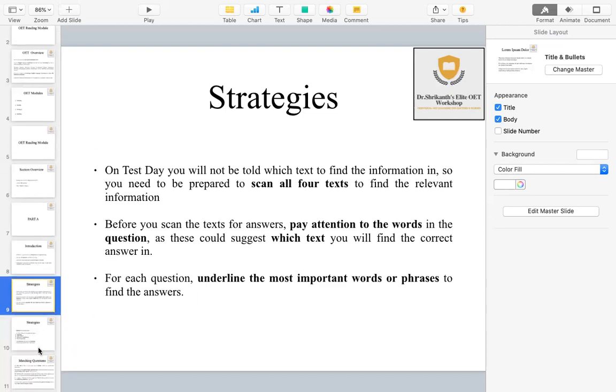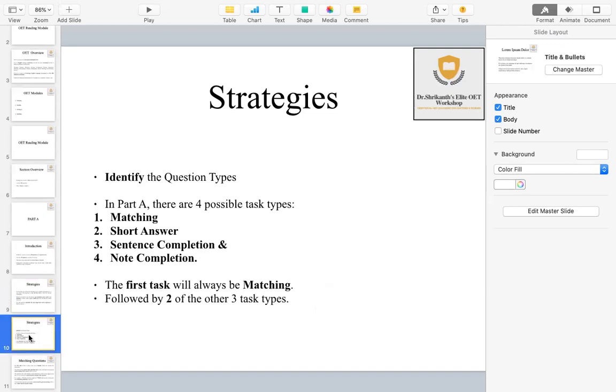Okay, so basically, if I'm going to summarize once again: scan all the four texts, pay attention to the keywords in the questions, and then try to find out where specifically the answer is located. And then importantly, always highlight the important words or phrases in both the questions as well as the paragraphs to find the correct answers. All right, so strategies of part A continued.